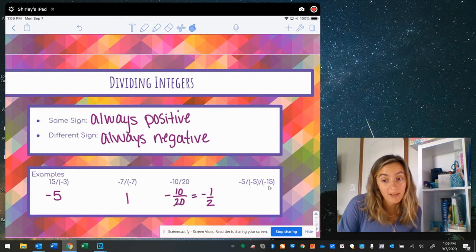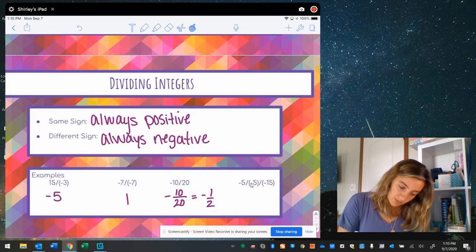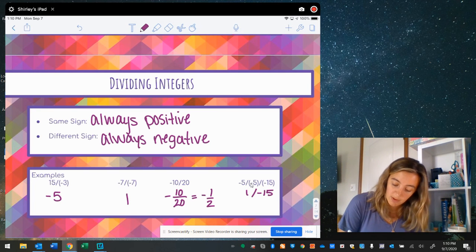Over here, we're going to move right to left. I have negative 5 divided by negative 5. Two negatives make a positive. So now I'm going to have positive 1 divided by negative 15. Well, I can't simplify that any further, so my final answer is going to be negative 1 over 15.